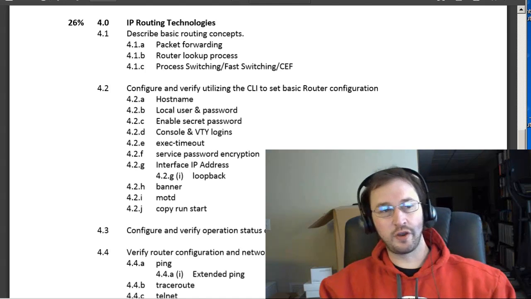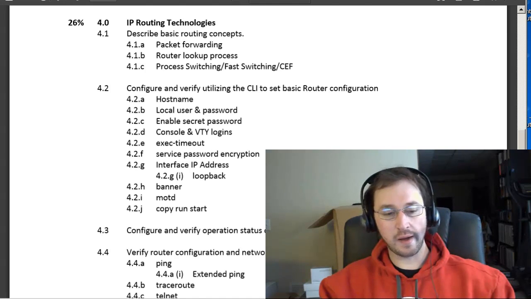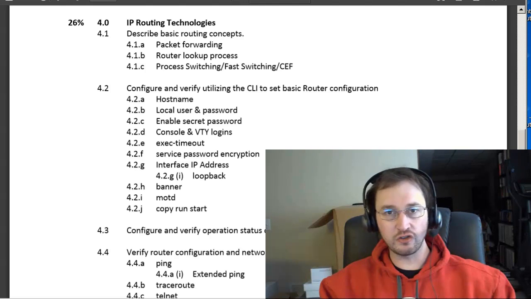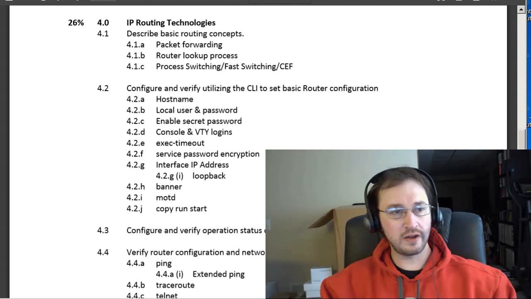What's up, everybody? Joe here, and continuing on with our ICND1 blueprint analysis, we're looking at the IP routing technologies today. So starting out in section 4.1, describe basic routing concepts, pretty much exactly what it says here.